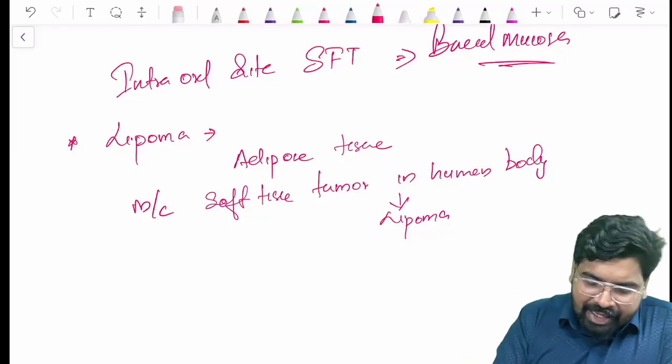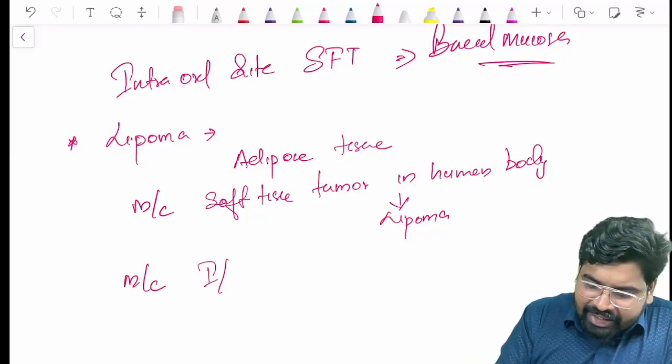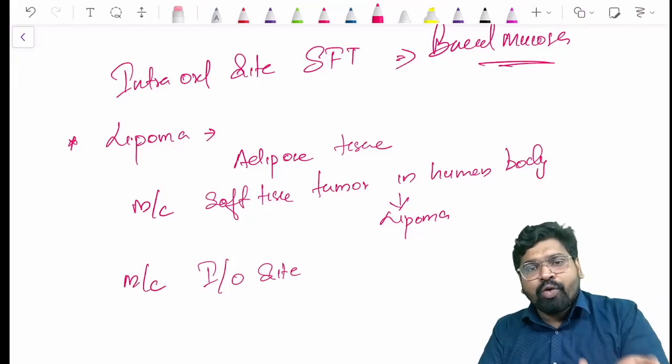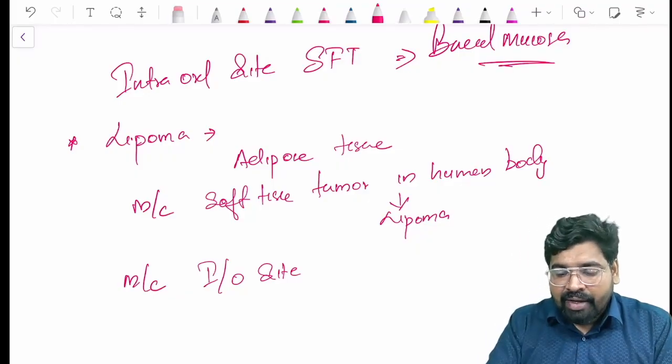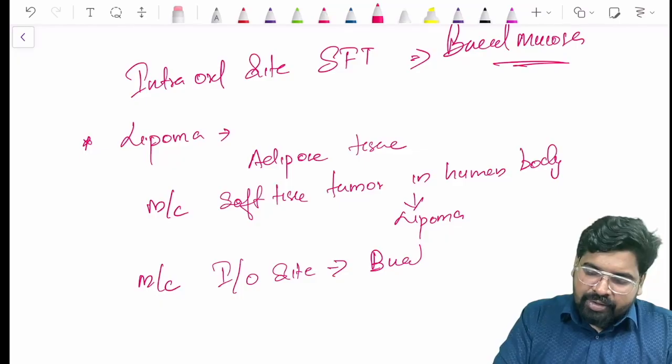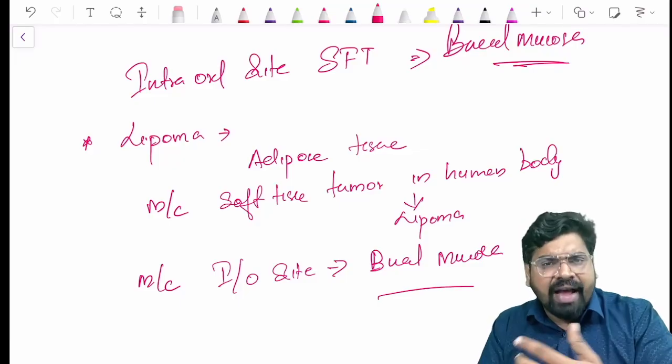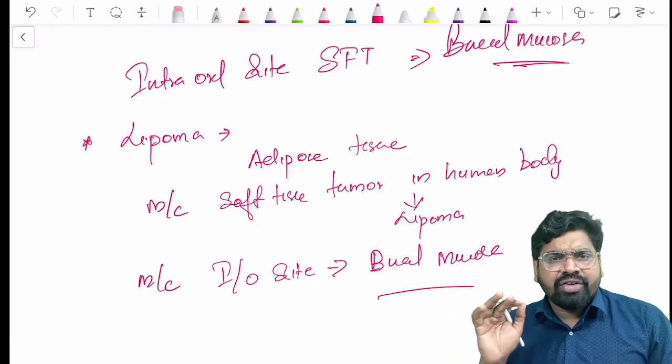And what is the most common intraoral site? Meaning, if lipoma comes in the oral cavity, what is the most common site where it can come? It is the buccal mucosa. Okay, buccal mucosa. So these are certain facts you should remember in your soft tissue lesions.